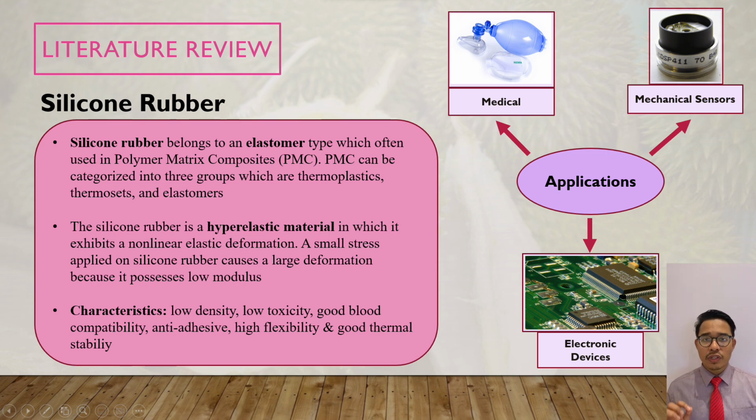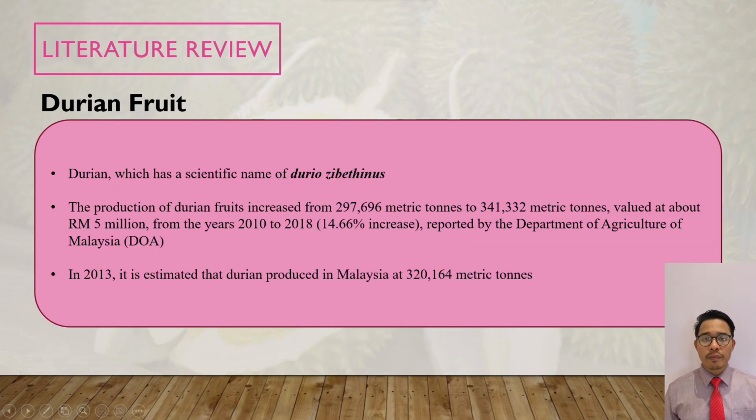The characteristics of silicone rubber are low density, low toxicity, good blood compatibility, anti-adhesive, high flexibility and good thermal stability. The application of silicone rubber is widely used in medical, mechanical sensors and electrical devices. Durian is a famous fruit among people in the Southeast Asia region. People in this area also call durian the king of the fruit, and durian has the scientific name Durio zibethinus.